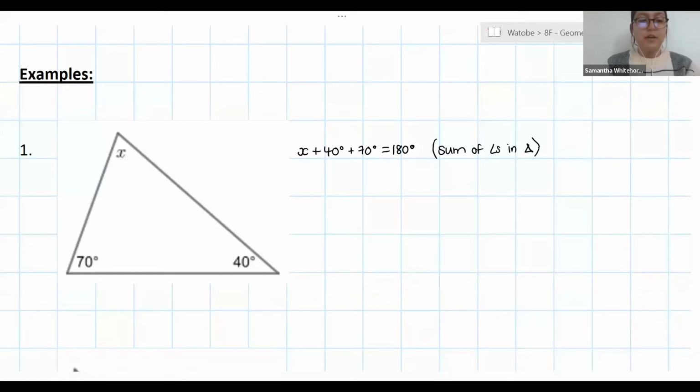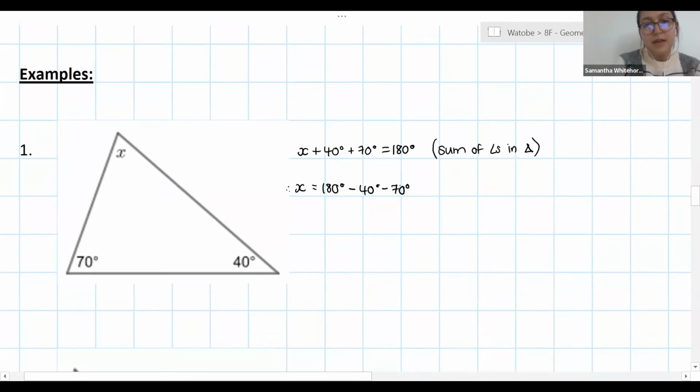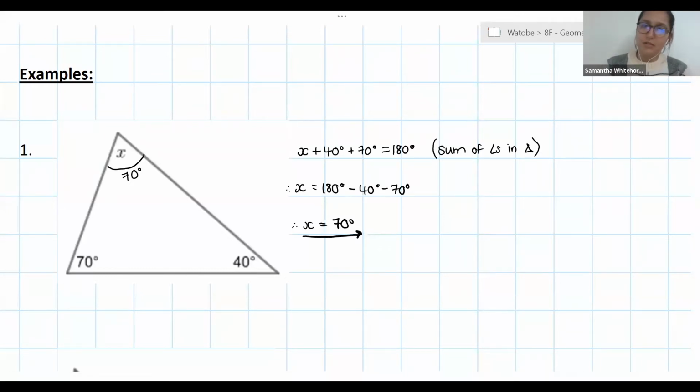So remember, we have to use our inverse operations, which means we have to subtract 70 and 40 on both sides. So that would look something like x is equal to 180 minus 40 minus 70. And so x is equal to 70 degrees. Right, and I saw some lovely answers coming in on the chat, so well done, everyone. Okay, so 70 degrees. A follow-on question from this is, what sort of triangle does this make? This triangle that I've given you. If I've got two angles that are 70 degrees, can someone tell me what sort of triangle I'm working with here?